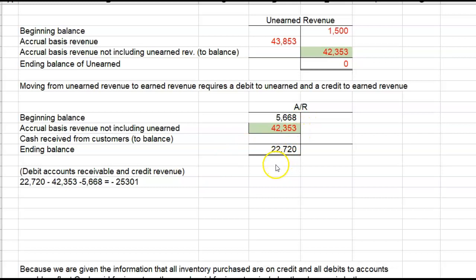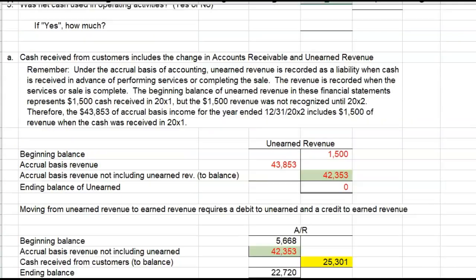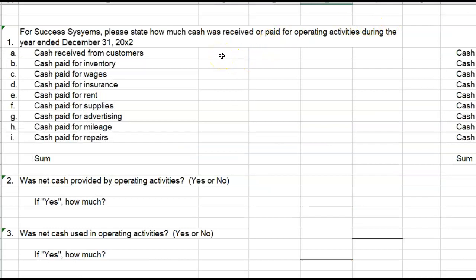The easiest way to do that math is to start with the ending balance and work backwards. 22,720 minus 42,353 minus 5,668 equals negative 25,301. So we need a $25,301 credit in this T account to get the T account in balance. So cash received from customers is $25,301. And we can put in the first answer on the set of questions above. 25,301 is our answer.